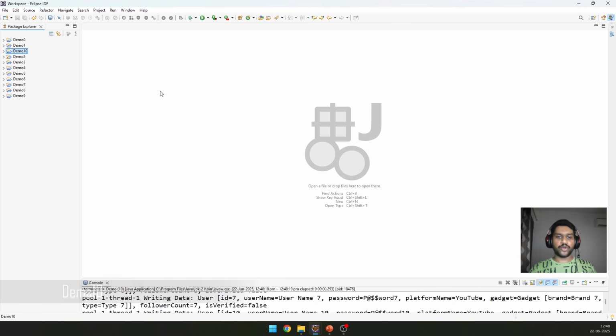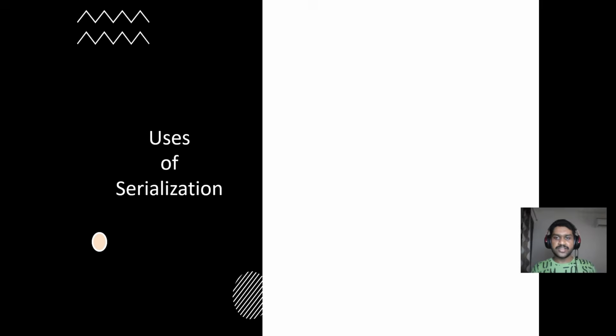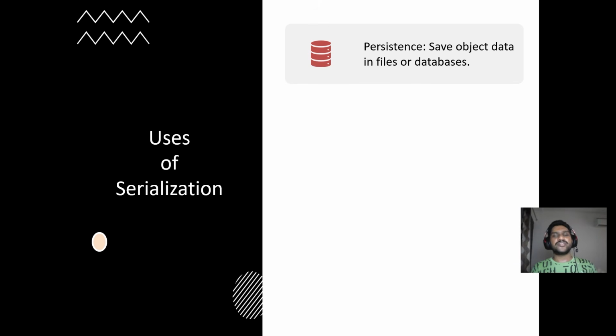And now let's move back towards our presentation. Let's cover the last part of this video, that is usages of serialization. The very first and a clear usage is saving some object data into files, like we were doing. Not only in files, in databases also it can be done.